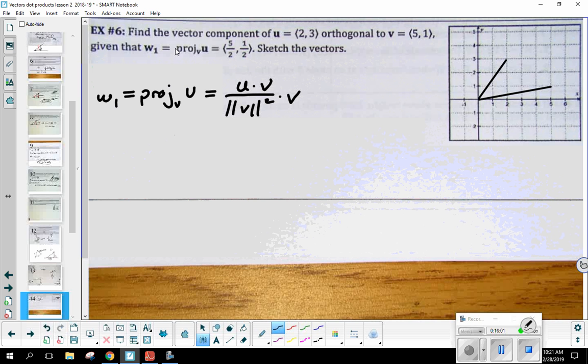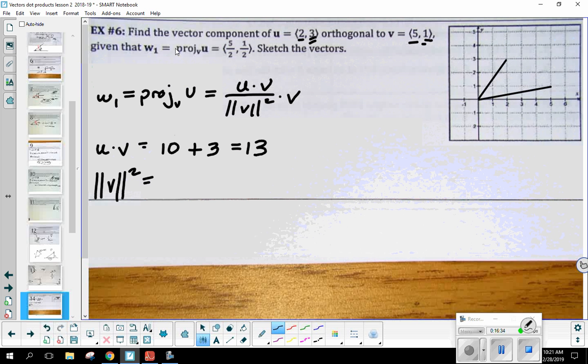So first let's find the dot product of u and v. How do I multiply two vectors? There you go. So I'm going to multiply the a's, so 2 times 5, that'll give me 10. Now I'm going to multiply the b's, so 3 times 1. And what do I do with those products? Add them up. So would everybody agree that the dot product is 13? Okay. Now let's find the magnitude squared.